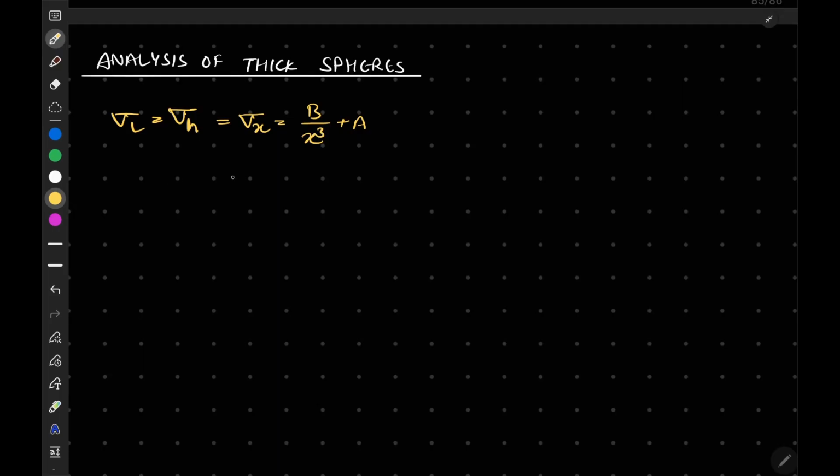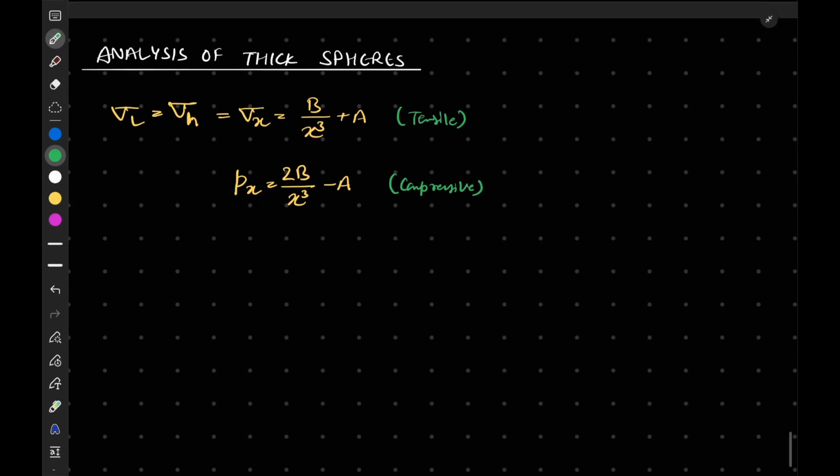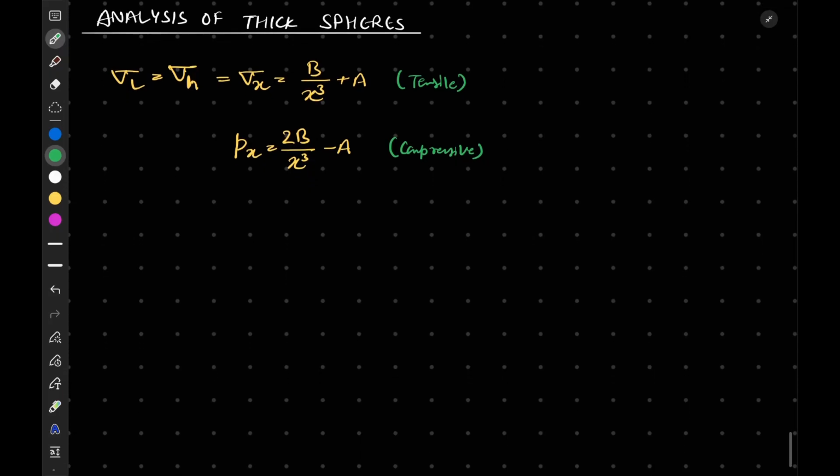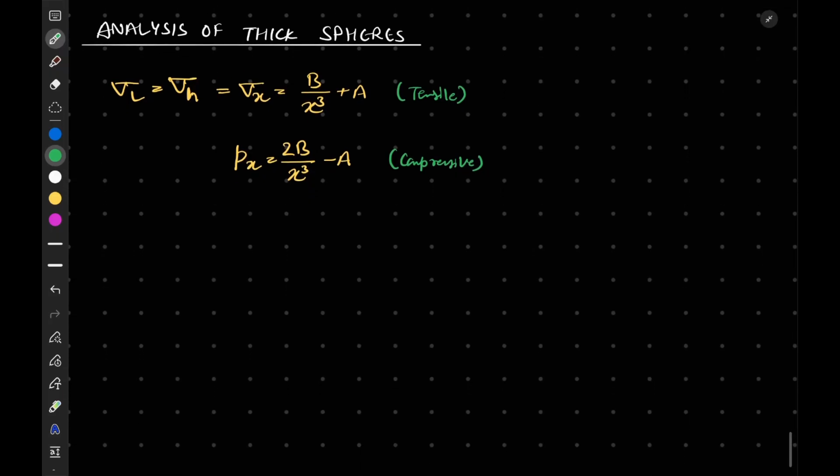And similarly px, that is radial stress, is given by 2b by x cube minus a. Now this is tensile in nature, and this is compressive. All the analysis will be similar to what we have done in the thick cylinder case. The only important point was the Lamé's equation, so this is your Lamé's equation.